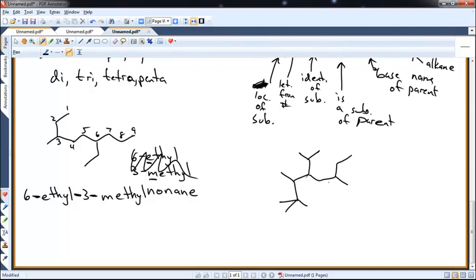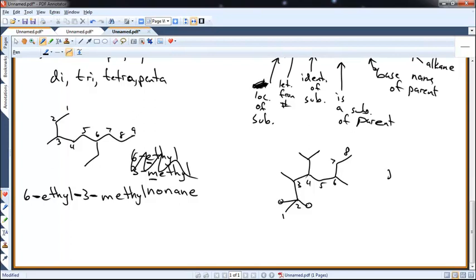1, 2, 3 versus 1, 2. 2 is less than 3, so we should count 1, 2, 3, 4, 5, 6, 7, 8. We found the longest chain. We've numbered it accordingly. What do we have at the 2 position? We have a methyl group, but it's happening twice.